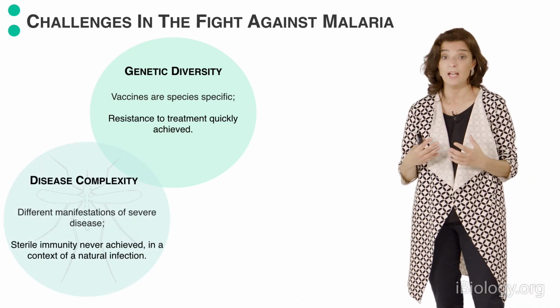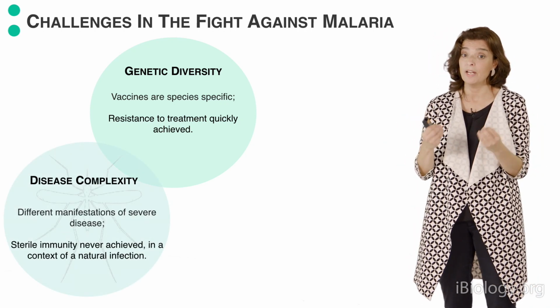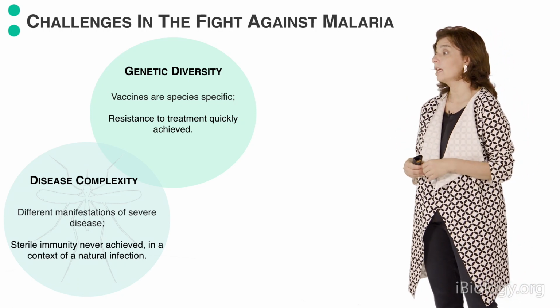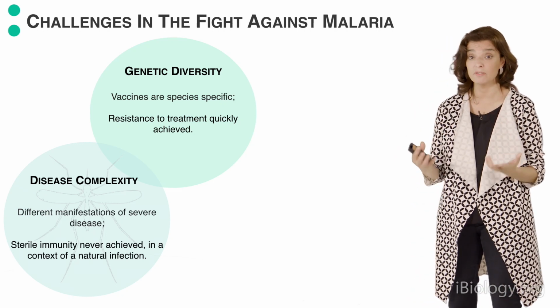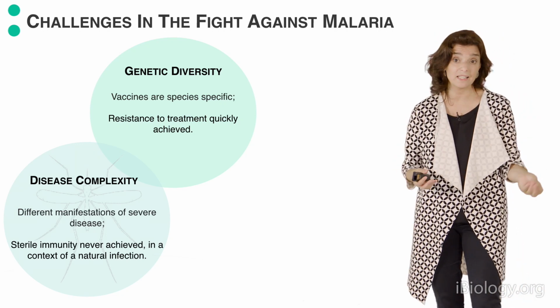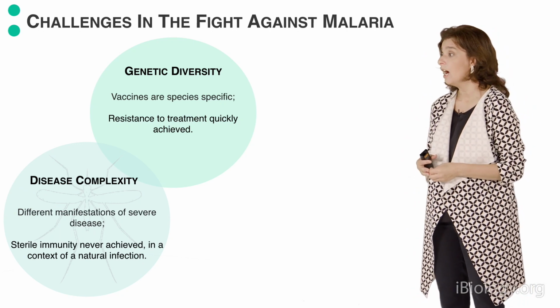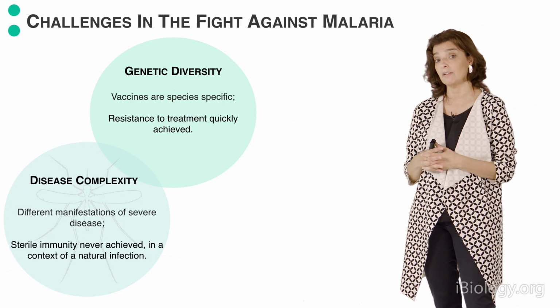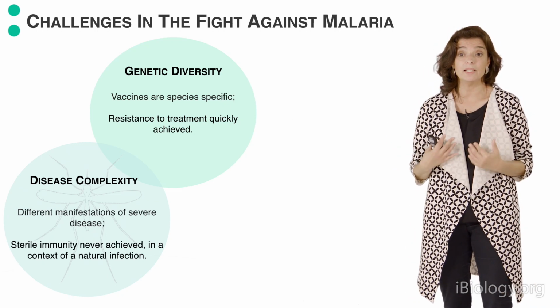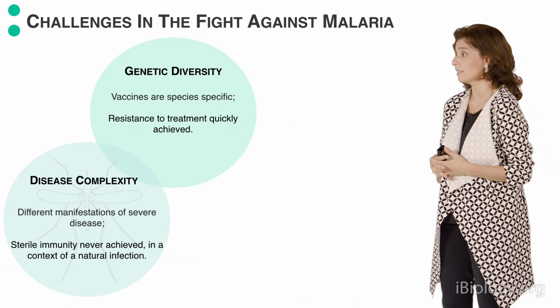This is complexity. As I mentioned to you, malaria itself does not manifest as one kind of disease that leads to death. It's really different manifestations of severe disease. The outcome is very, very distinct, okay? The fact that sterile immunity is never achieved in the context of a natural infection is telling us how we are really attempting to do better than nature does, okay?